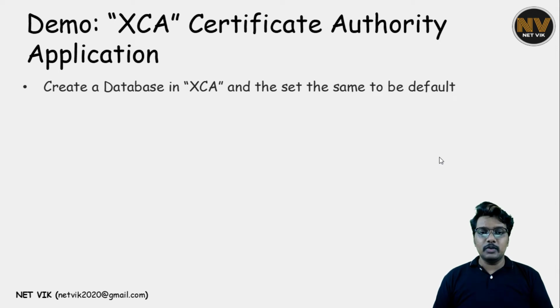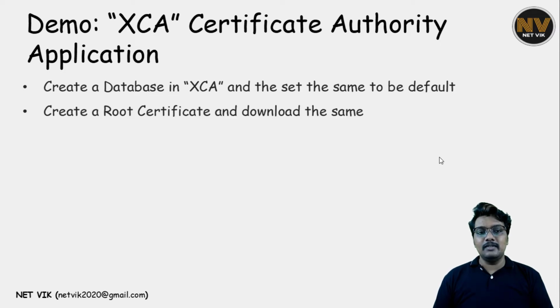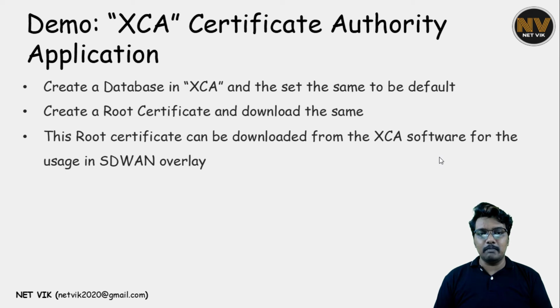The first step which you are going to do here is download the XCA software and then install it in our Windows machine, which is my jump box in my lab, and then follow that up by creating a database in the XCA, and then we will go ahead and create a root certificate which we will use in the complete SD-WAN overlay. So let's start off here.